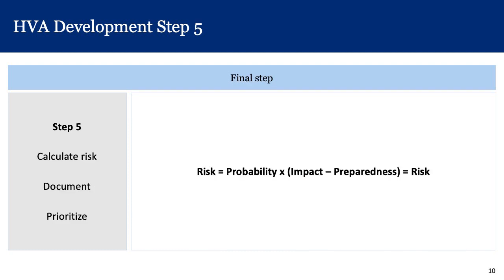The last and very important step of HVA development is to calculate the risk, document it, and prioritize it. As alluded to earlier in this presentation, risk can be defined through this algebraic equation as the product of the probability multiplied by, in parentheses, the impact minus preparedness, and close parentheses. So all of these things can be calculated, and accordingly, the risk can and should be calculated and documented.